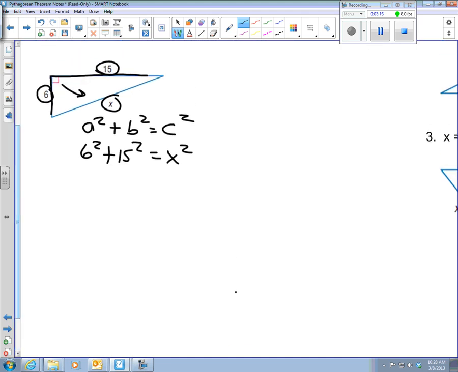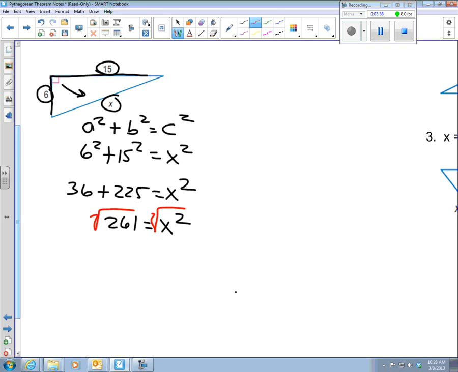So we're going to get 36 plus 225 equals x squared, or 261 equals x squared when you add them together. Now, to solve this, we're going to take the square root of both sides. Now, you would think, hey, Picard, this is plus or minus. We're going to ignore the plus or minus for right now and just go with the positive always because we're talking about the length of a triangle. The square root cancels out the square, so I'm left with x, and that's what we want.